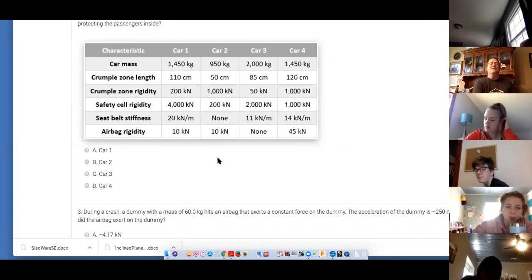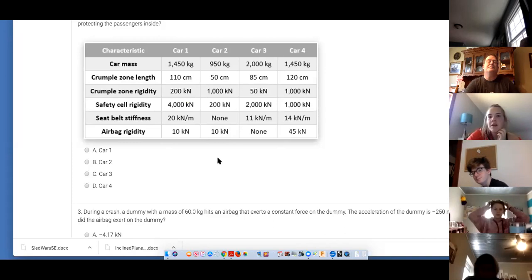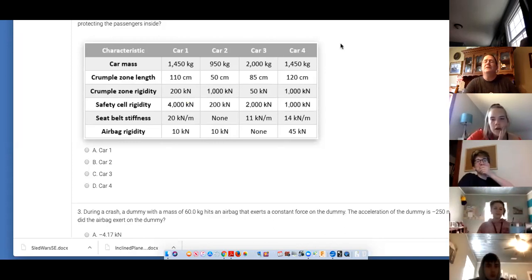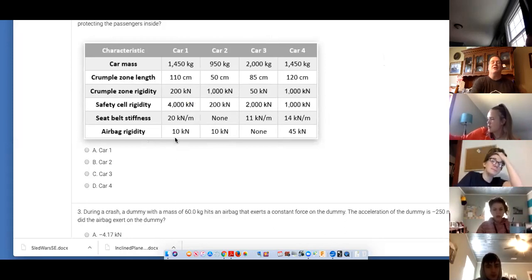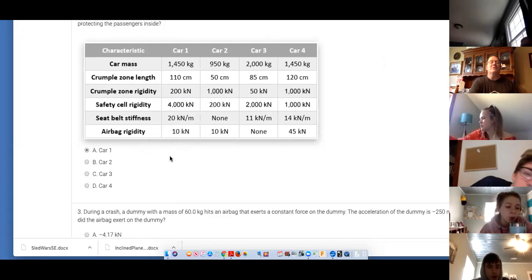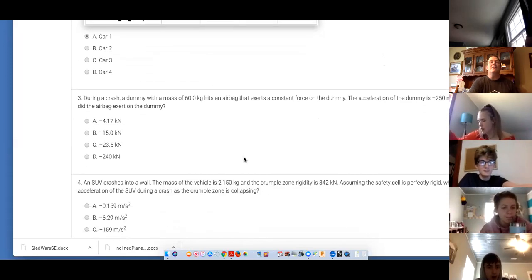So, all right. Shayna, what do you think? It's either car 1 or car 4. Car 4. I think car 1. Car 1 is safety cell. It's not going to be crushed. I think in car 4, you end up getting the seat right up against the steering wheel. Car 1. All right.